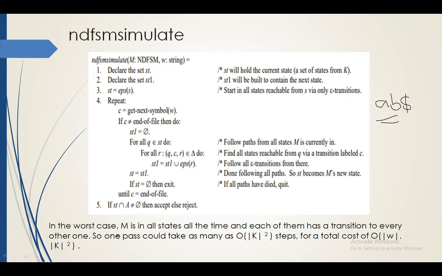In the worst case, the machine is in all states all the time, and each of them has a transition to every other state. So what is the worst case for this? If the machine has a transition to all other states, and all other states have transitions between each other, the pass could take big O of k raised to 2 steps for each character, for a total cost of big O of length of w times k raised to 2.